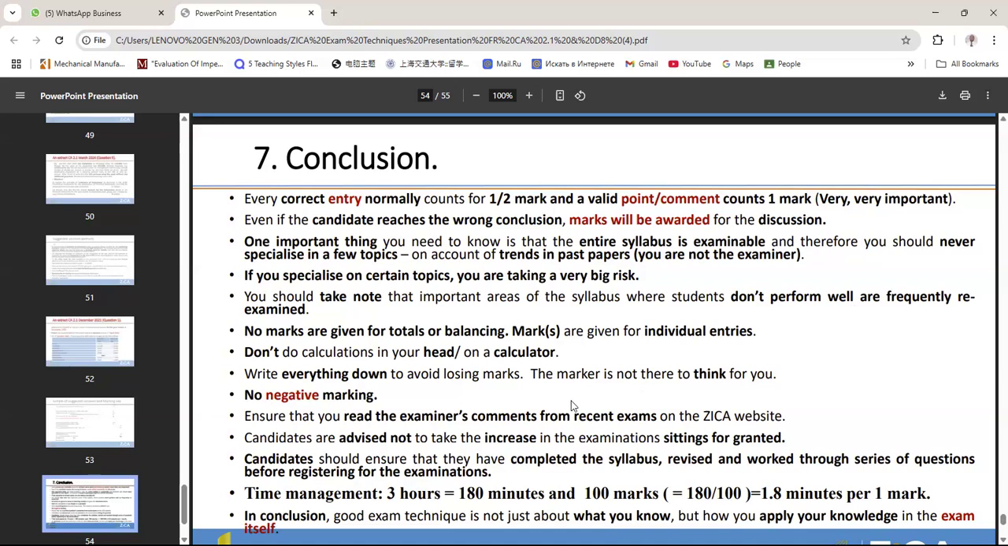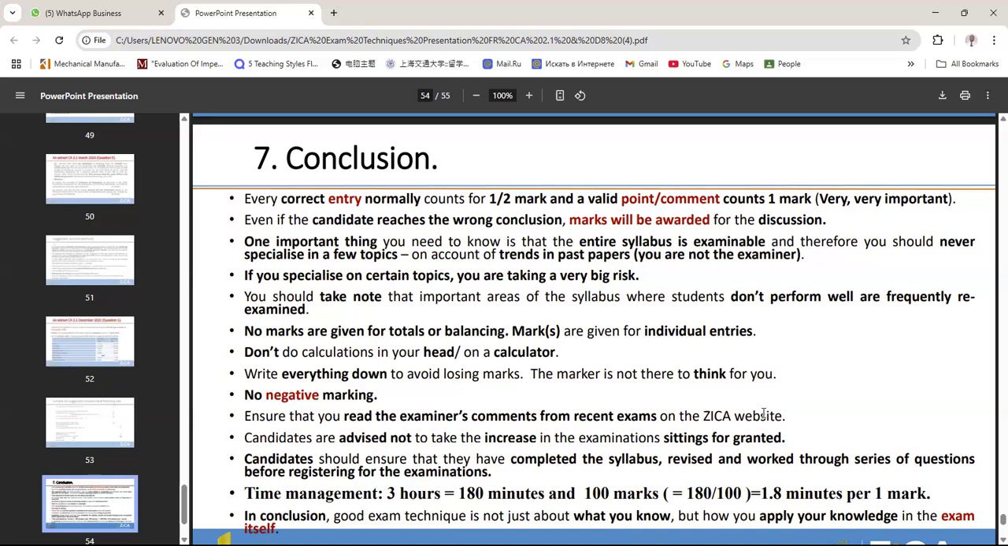My humble appeal: ensure that you read the examiner's comments from recent exams on the Zika website. Check on the Zika website. If you can take this seriously, pick the examiner's comments for the past sittings for D8 and CA2.1. Attempt the questions, you will pass. This is very, very important.